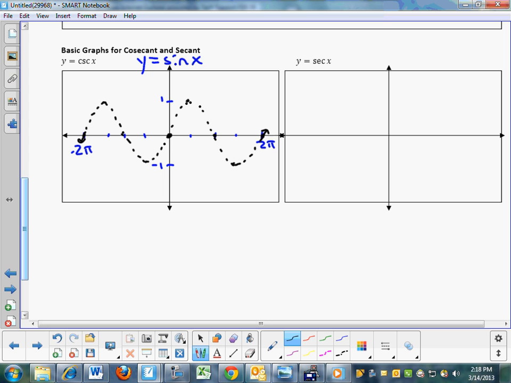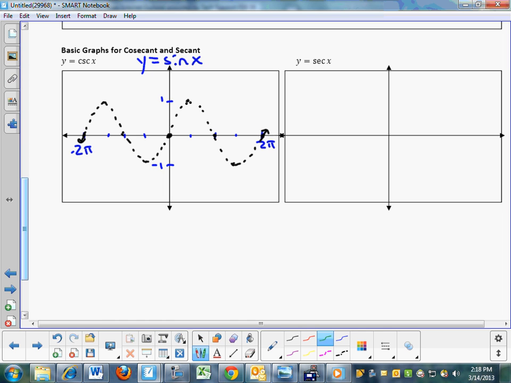I don't actually draw sine because I want to draw cosecant. So I just draw a dotted graph. You sound really disappointed. Really disappointed.